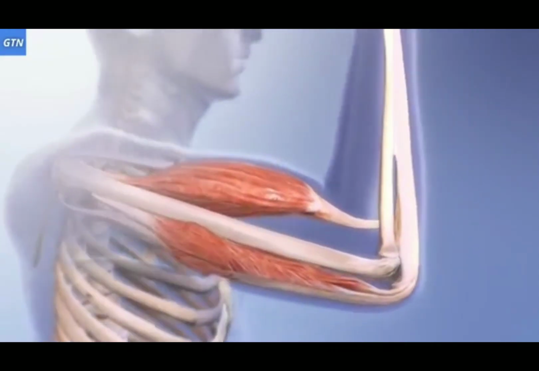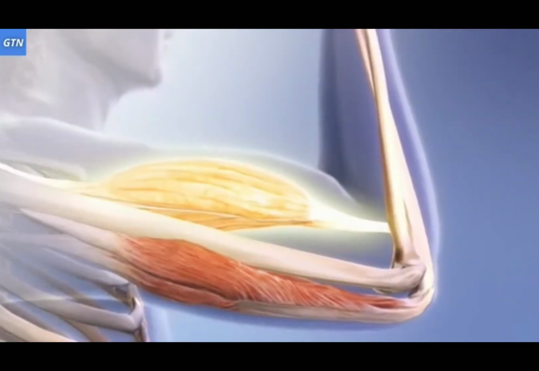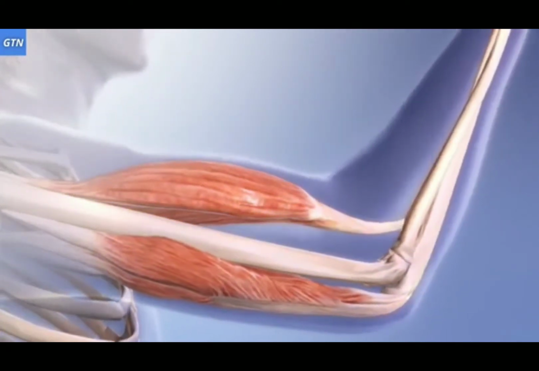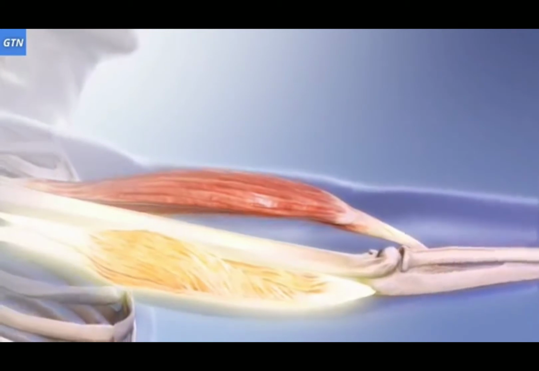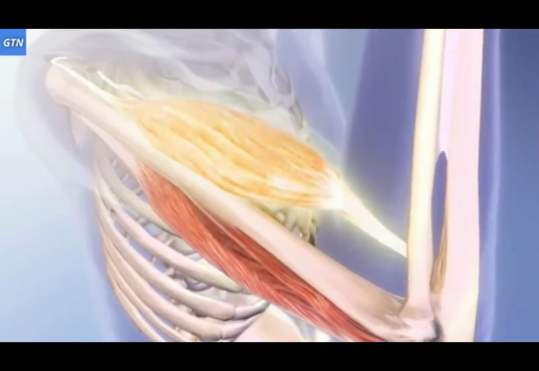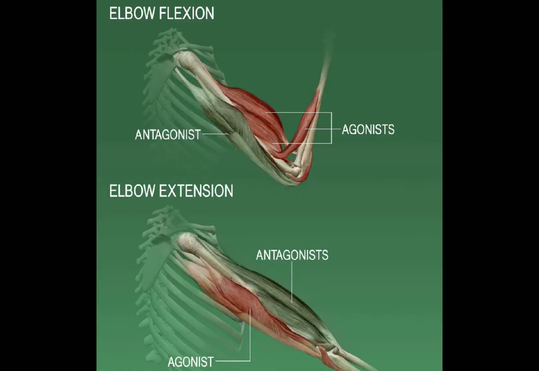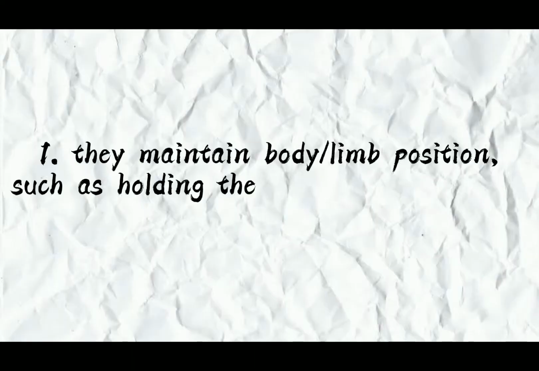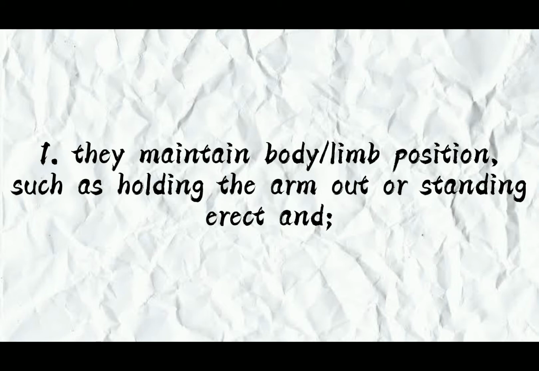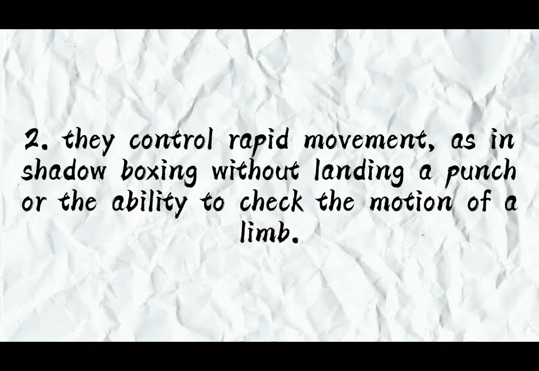The prime mover is the muscle that provides the primary force that drives the action, and it is also called the agonist. An antagonist muscle is opposed to a prime mover in that it offers some resistance to a certain action and can reverse it. Antagonists play two important roles in muscle function. They maintain body or limb position, such as holding the arm out or standing erect, and they control rapid movement, as in shadow boxing without landing a punch, or the ability to check the motion of a limb.